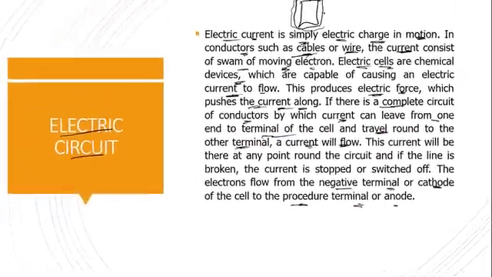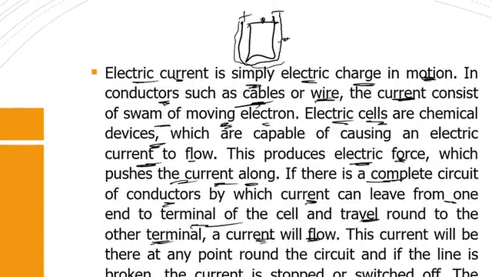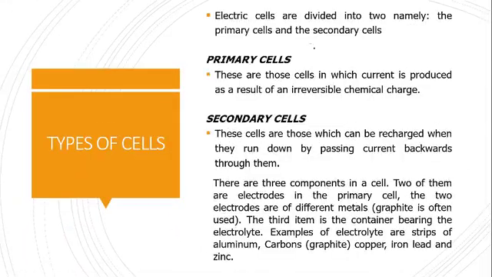the cell. Now, understand that if the conductor cuts at any point of this transmission, in other words, if there is a break in the circuit, the circuit will be opened and current flow will be stopped or switched off. Now, electric cells are divided into two, namely primary cells and secondary cells. Primary cells are those cells that are able to stop working if the current in them has been used up. In other words, current is produced in them as a result of irreversible chemical change. Once they are used up, that is once and for all, they can't be charged. But secondary cells are those cells which can be recharged by running current through them.